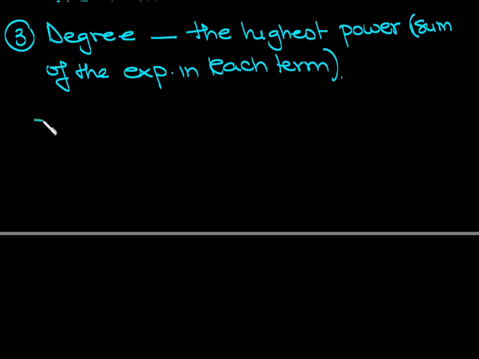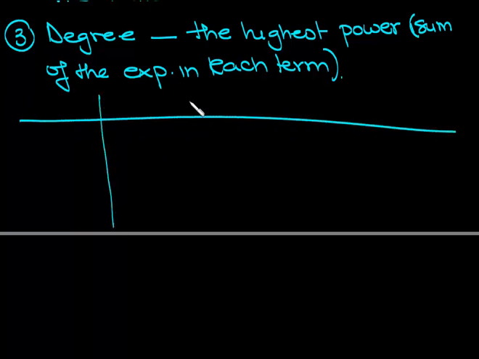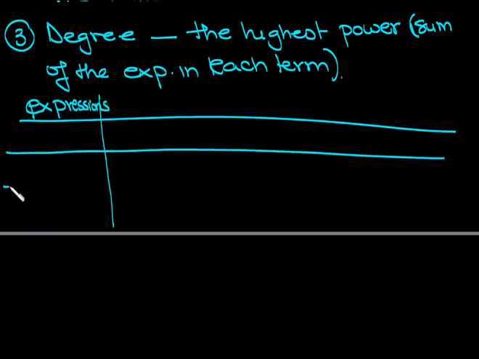Okay, we'll just draw a table here. Sometimes there's other terminology that goes with it. So here are some expressions. I'll just call it E for expressions. I'll give you about 3 or 4 of them.